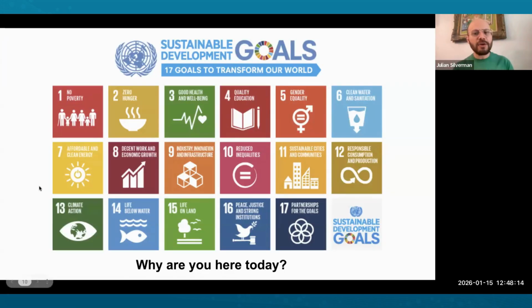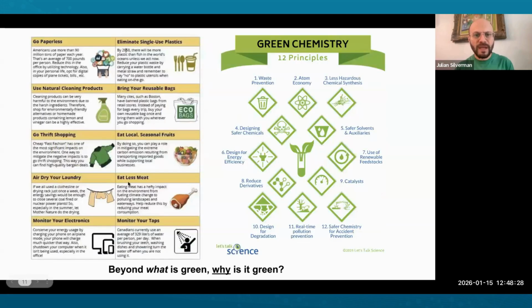So take a moment again to look at these because we're going to do a short activity in a moment where you're actually going to link these to different principles. So even beyond the ones that you know and love, we're going to start to explore how these will show up in life cycle and techno-economic assessments. And so the way we'll do this is by re-exploring some of the green chemistry principles.